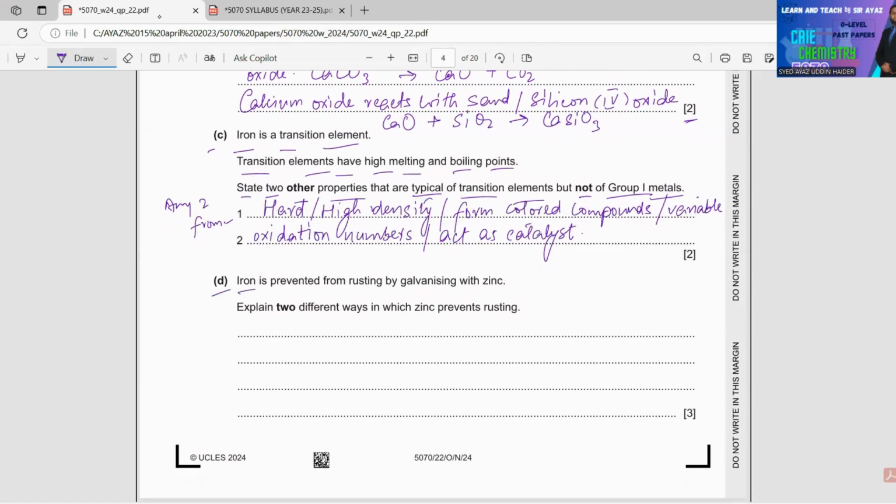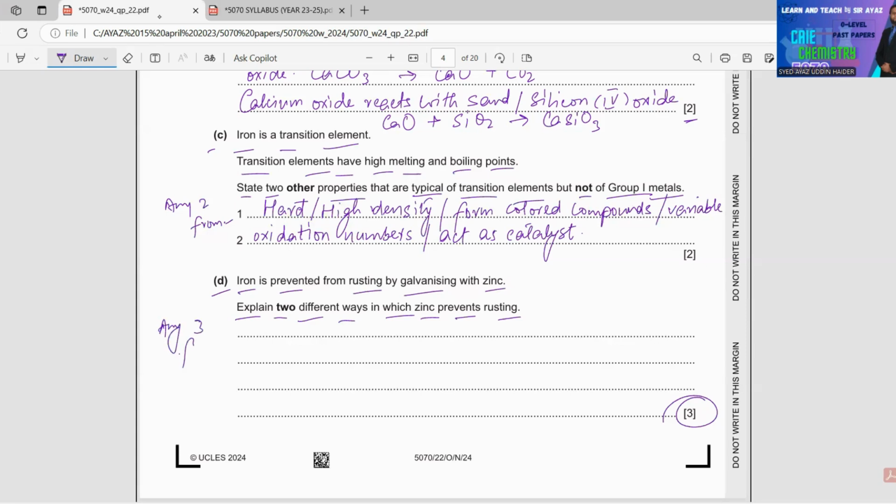Part D. Iron is prevented from rusting by galvanizing with zinc. Explain two different ways in which zinc prevents rusting. Now they are saying two different ways and it's of 3 marks. So I think there must be a mistake here. They must be asking 3 different ways, not 2 different ways, because it's of 3 marks. So definitely we'll have 3 statements for this.